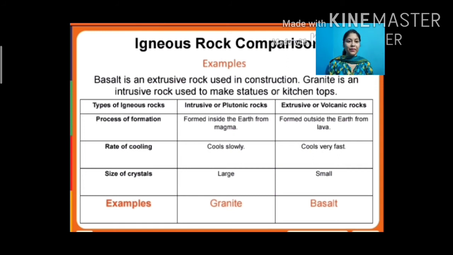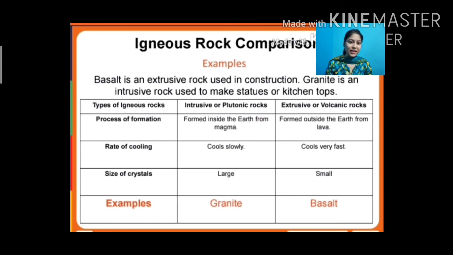Let us see. The intrusive rocks are formed inside the earth from magma. Extrusive rocks are formed outside the earth from lava. Intrusive rocks cool slowly. Extrusive rocks, because they are outside the surface of the earth, cool very fast. The crystals of intrusive rocks are large and the crystals of extrusive rocks are small. An example of intrusive rocks is granite, which is used to make statues and kitchen tops. An example of extrusive rocks is basalt, that is used for construction.